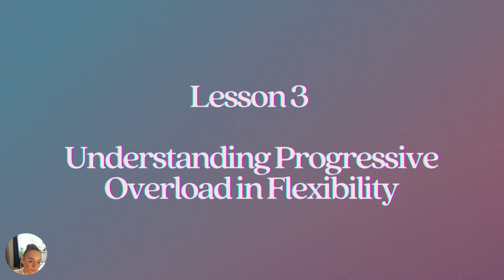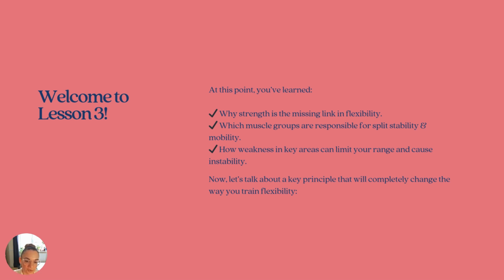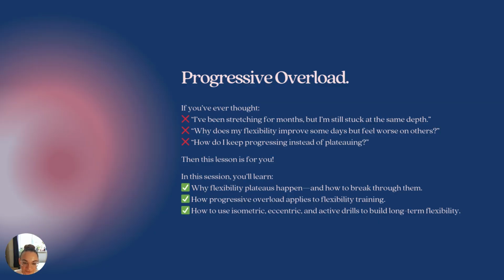Let's have a look at the final lesson of this module, which is understanding progressive overload in flexibility training. So now you have learned why strength is the missing link in flexibility, which muscle groups are responsible for your split stability and mobility, and how weakness in some key areas can limit your range and cause instability. Now let's have a look at the key principles that will change the way you train flexibility, which is progressive overload. So if you've been stretching for months but you have plateaued, why does your flexibility not improve on some days and feel worse on others, and how do you keep progressing instead of plateauing.